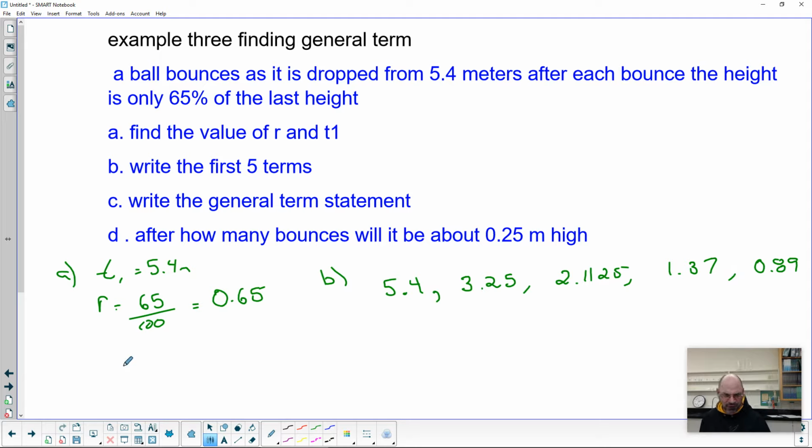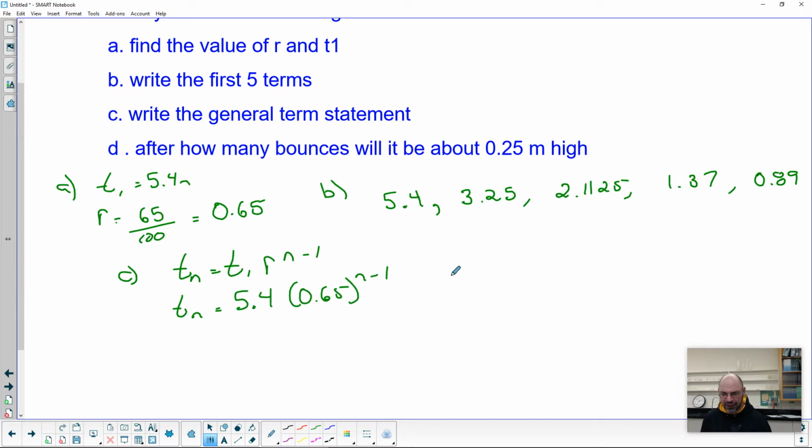Write the general term. Now this is what gets everybody. How do you write the general term? So you're just finding Tn equals T1 R to the n minus 1. So all you do is leave n blank and leave Tn blank. So the first term is 5.4, and then R is 0.65 to the power of n minus 1. So that's all you're doing. All you're doing is plugging in T1 and R, basically. And you can't multiply these two numbers, so you can't do any simplifying. That's a general term.